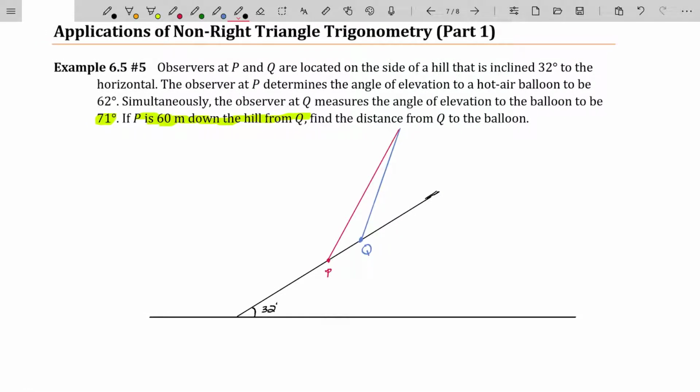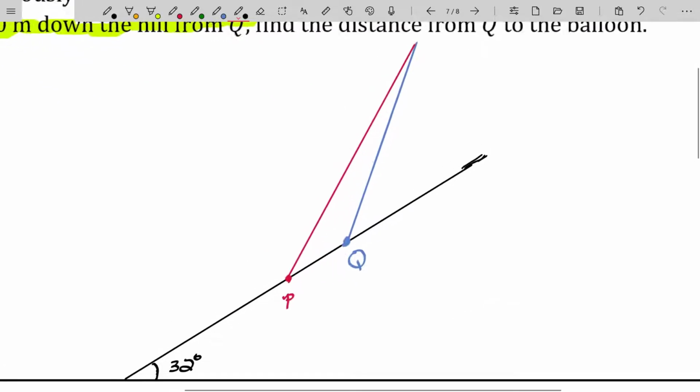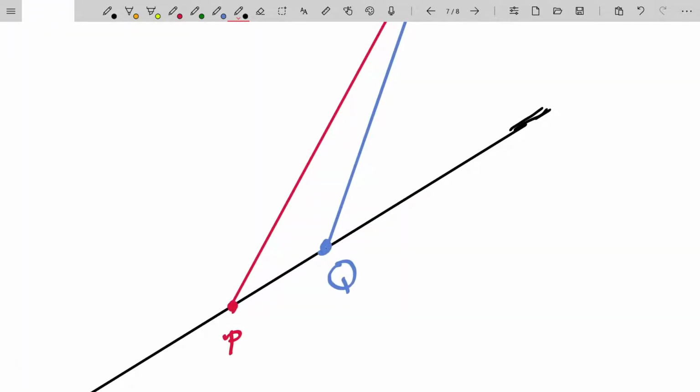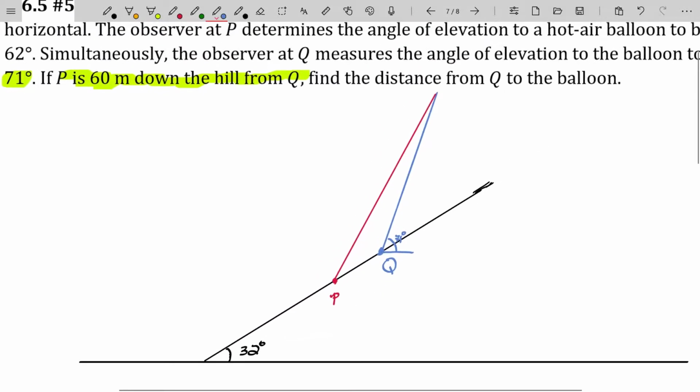So we already did that. You saw me measuring that out actually. The angle of elevation for the observer at Q is 71 degrees. What does that mean? It means that if Q was to look horizontally, then look up through an angle at the balloon, that angle would be 71 degrees. It's not that if the observer at Q was looking in this direction and then looked up, that's 71.